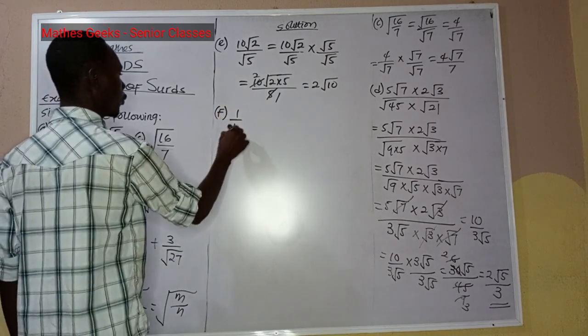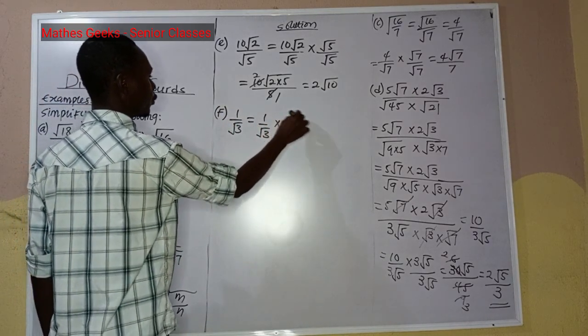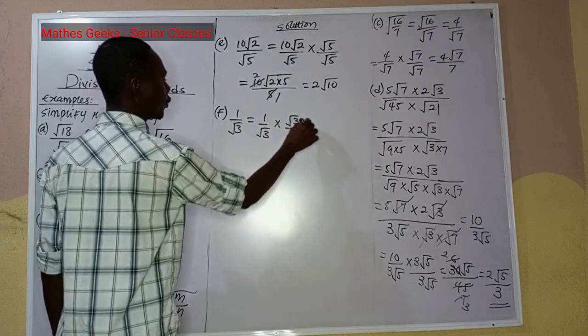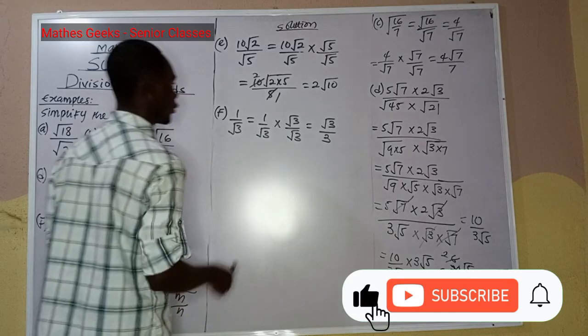F, 1 over root 3 is equal to 1 over root 3 times root 3 over root 3, which is equal to root 3 over 3. Root 3 times root 3 is equal to 3.